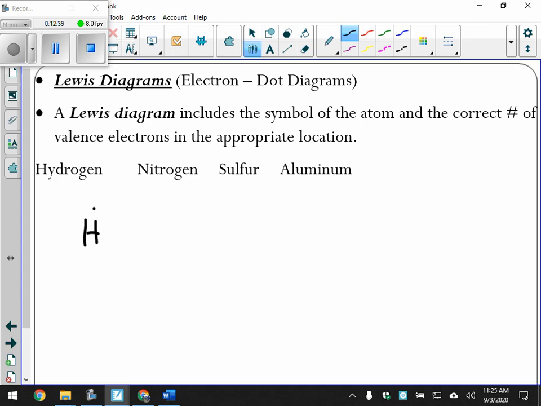Now you might say, do I have to put the dot at the top? Can I move it around a little bit? You can. I will as well eventually when we match up some things for covalent bonding. But for now, let's just stick to that 12, 3, 6, 9 o'clock kind of thing going on.